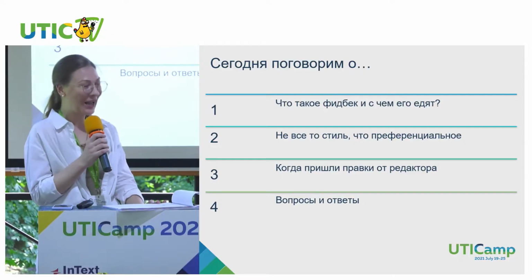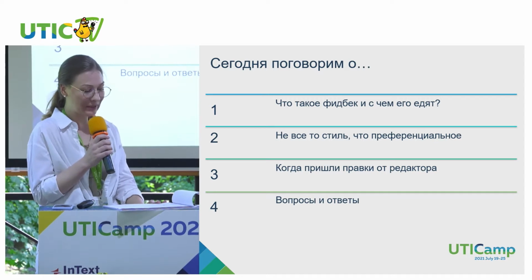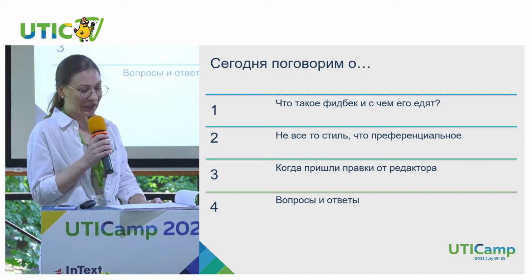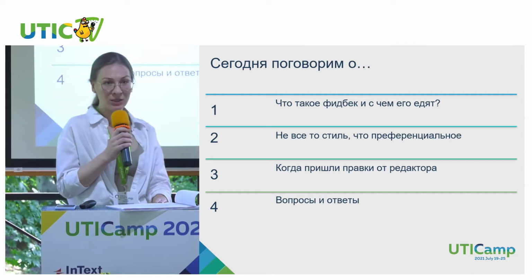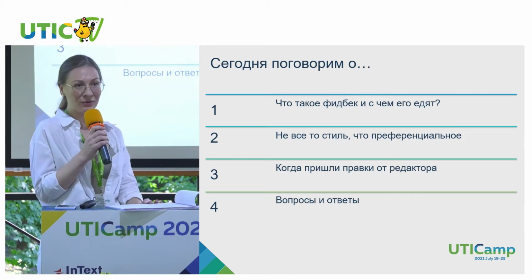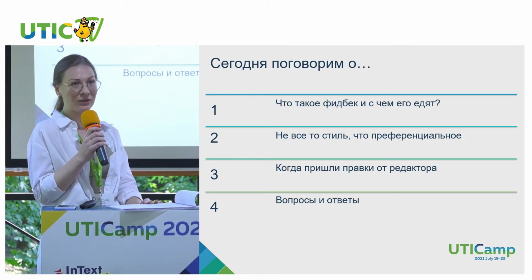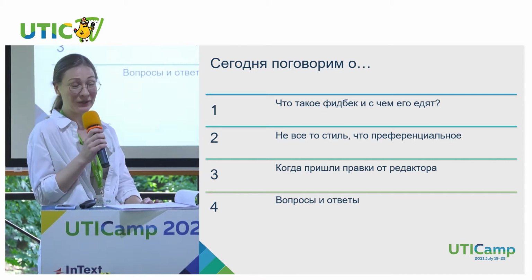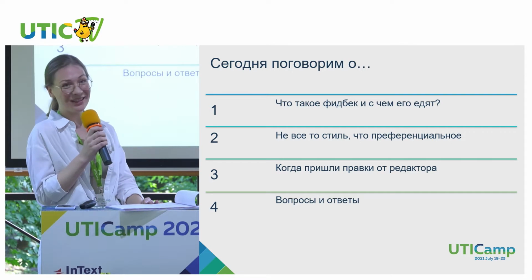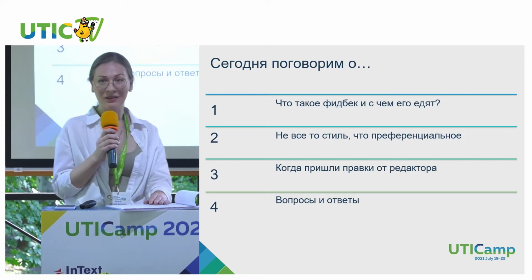So today we'll discuss three key aspects. First of all, what feedback is, its tools and functions. Then we'll look at types and categories of mistakes. And also we'll talk about communication between editor and translator. And at the end, we will have 10 minutes, so we will write feedback together about translation. And I will answer all your questions.